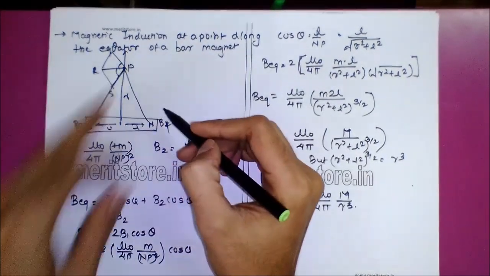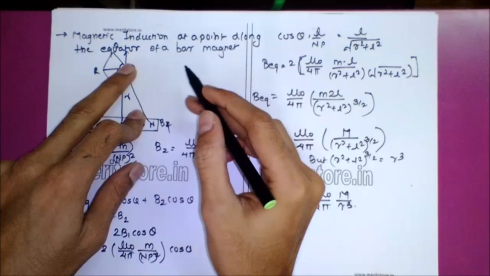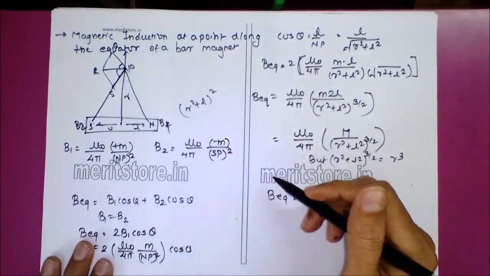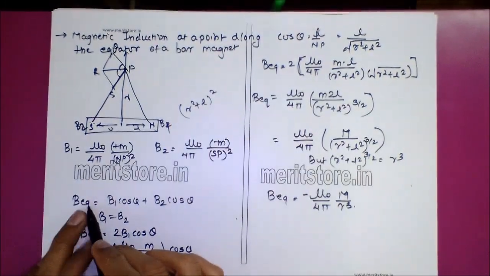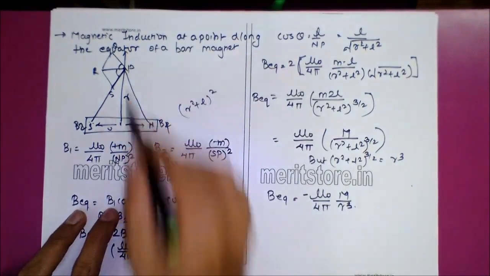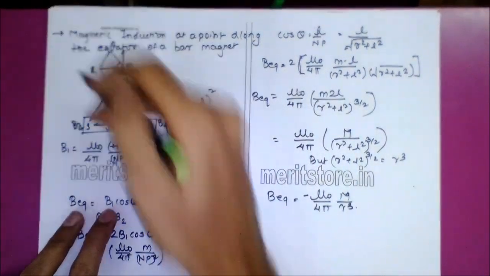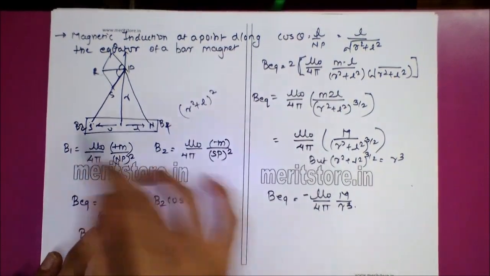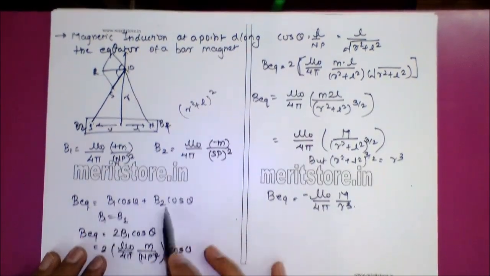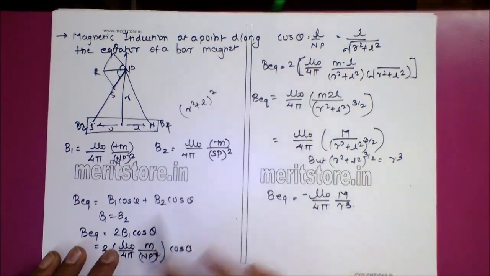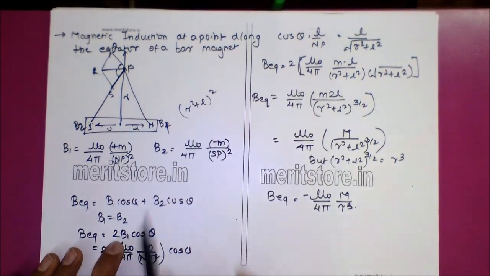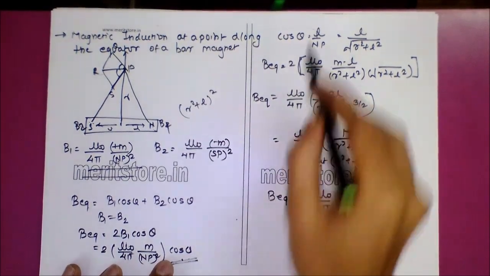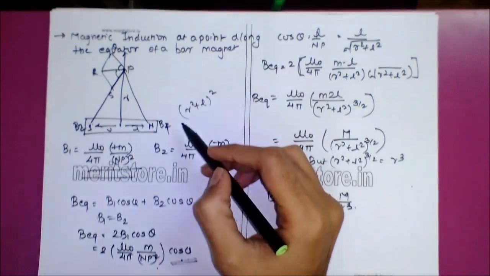Where your NP and your SP, both of the values, you are getting to be r square plus l square. Okay, that is using Pythagoras. So the entire magnetic field equation becomes B1 cos theta plus B2 cos theta, as the cos thetas get added up to find the entire magnetic field. B1 and B2 both have the same strength, so you can take B2 instead of B1, or B1 instead of B2. So that becomes 2 B1 cos theta. Your value for B1 is mu naught upon 4 pi m upon NP square, and your cos theta is nothing but l upon NP.